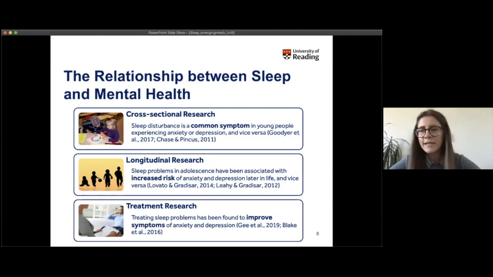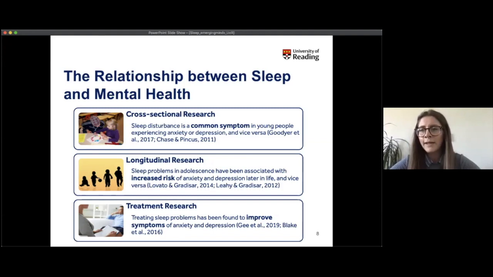The next area of research is what we call longitudinal research. This is when we look at young people at multiple time points. We want to know whether one of these difficulties might come before the other. People have looked at whether sleep problems might predict later difficulties with mental health and vice versa, whether mental health problems might predict later sleep problems. There's relatively good evidence for both directions. So sleep can lead to mental health problems and vice versa. At the moment, particularly for anxiety and depression, there seems to be slightly stronger evidence that sleep problems can lead to mental health difficulties. It's obviously not the case for everyone, but there's evidence that that can happen.